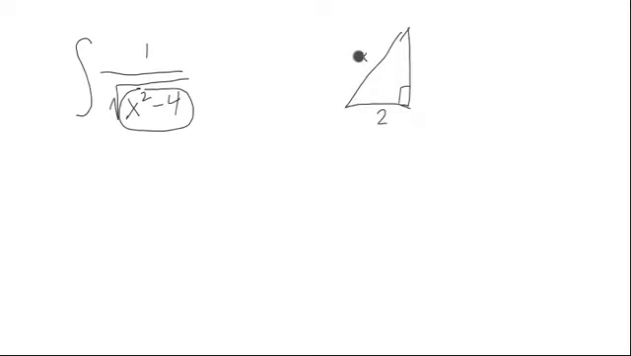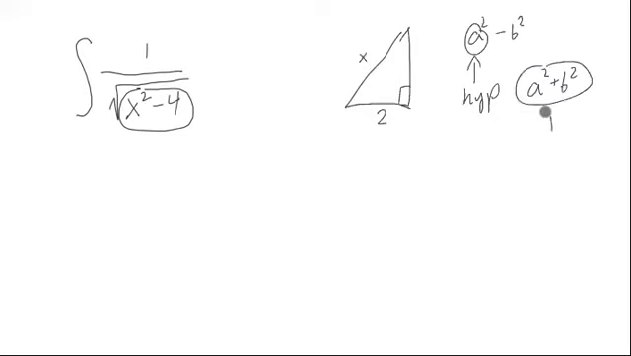Now, in general, if we have something like a squared minus b squared, a can represent the hypotenuse. If we have something like a squared plus b squared, both of these will represent legs. Okay, now here are two common triangles that we can use when we're thinking about trigonometric substitution.